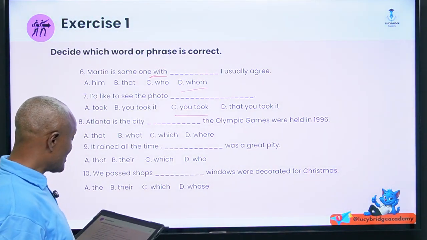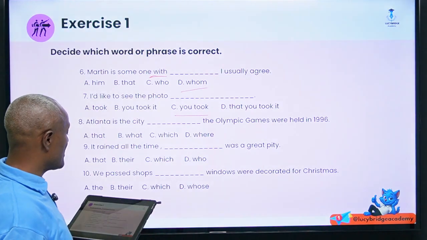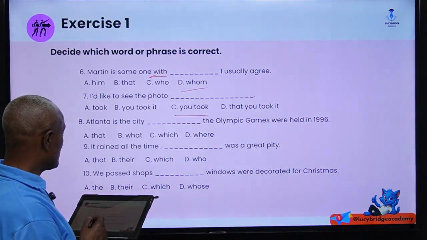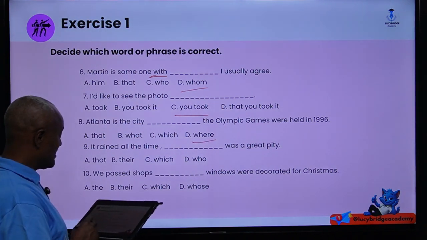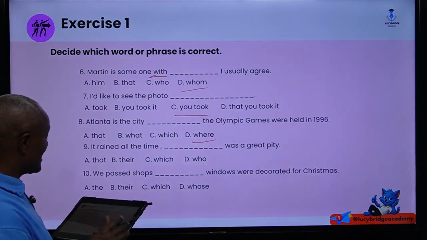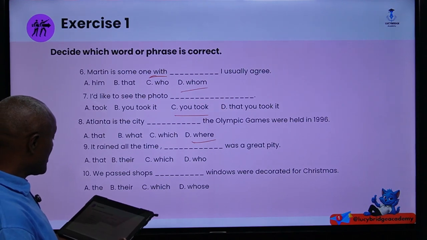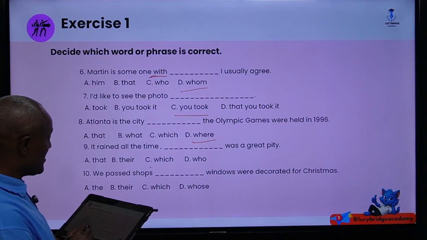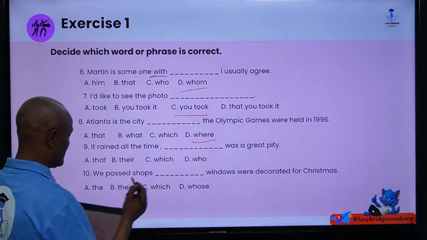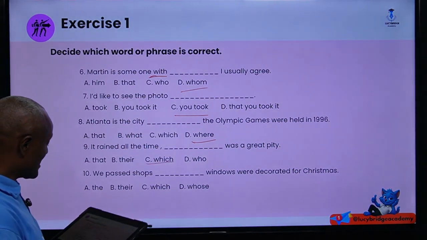Atlanta, the city, dash, the Olympic Games were held in. Therefore, that means, where? This is a place, and then we use where. It rained all the time, dash, was a great pity. Here, we don't use that because there is a comma. Therefore, we say, which was a great pity.